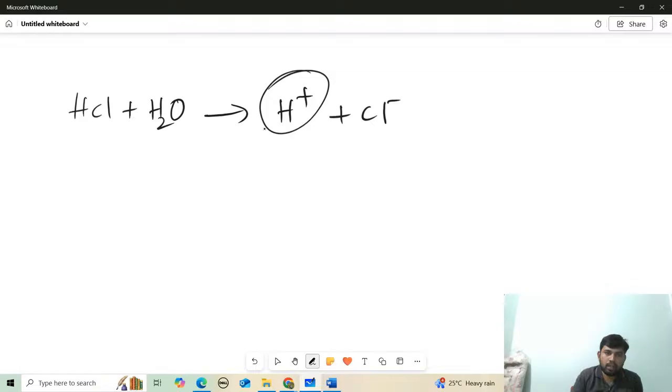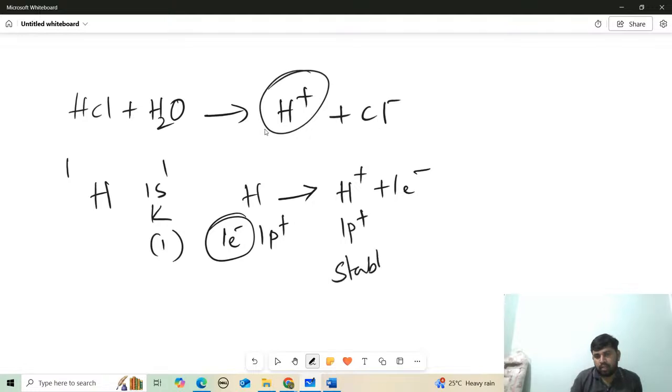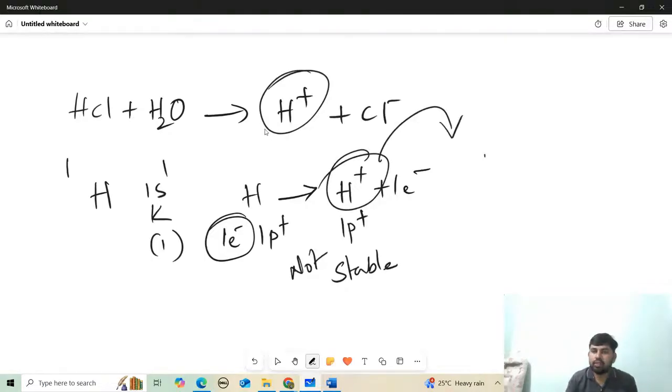The answer is no. Try to understand: the atomic number of hydrogen is one, so it has a 1s1 configuration, in the K shell, where only one electron is there. H becomes H plus by losing one electron. Hydrogen contains one electron and one proton. By removal of this electron, there is only one proton, which is not stable, and there are no more electrons. So how does it exist? It does not exist on its own.